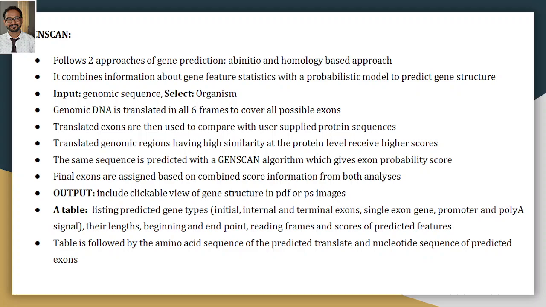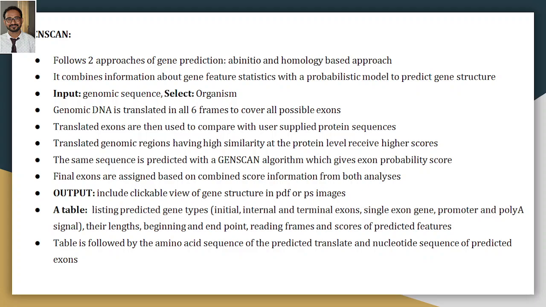Next, the input genome sequence will be there, so you have to select the organism. Genomic DNA is translated into all 6 frames, as we discussed in the previous slide. Next, the translated exons will be compared with the user-supplied protein sequence, that is, the query or already existing sequence.